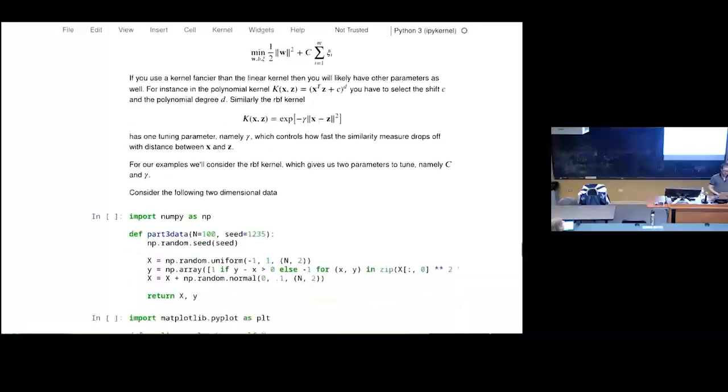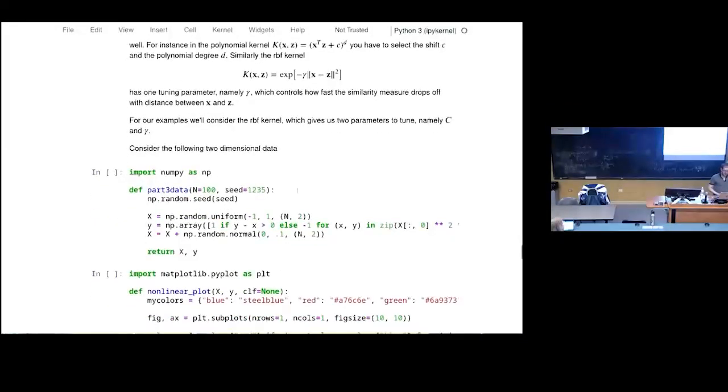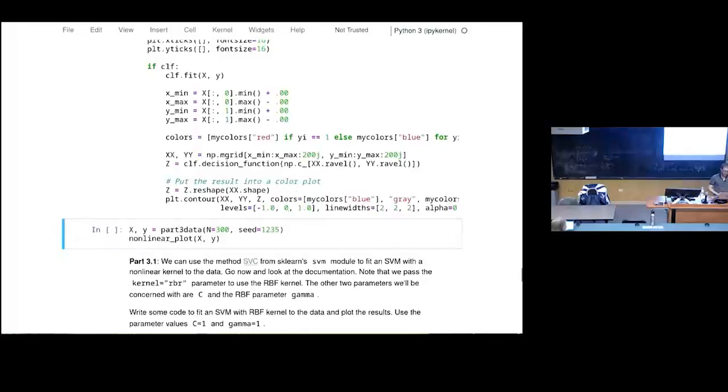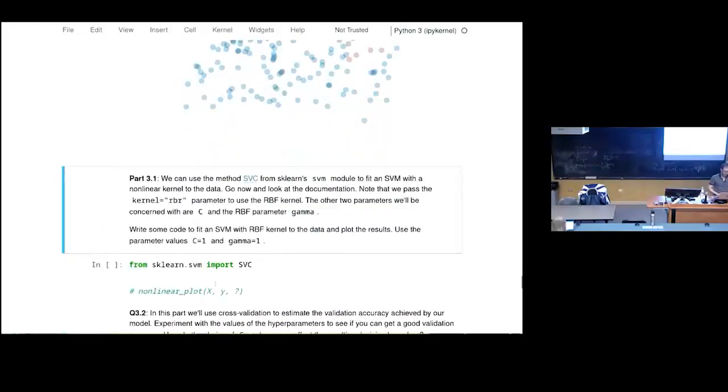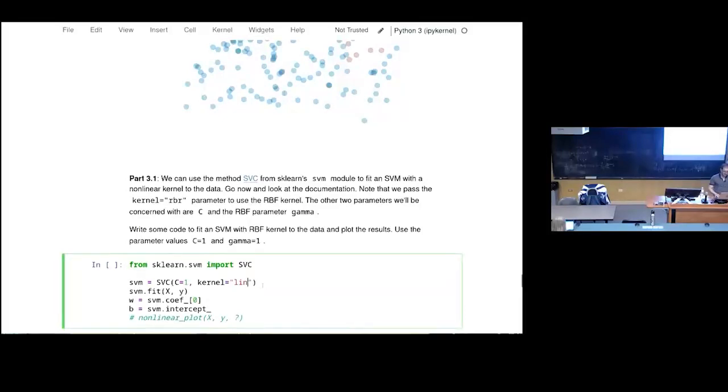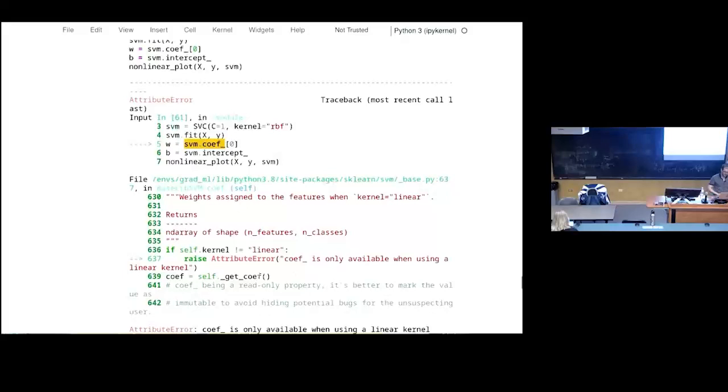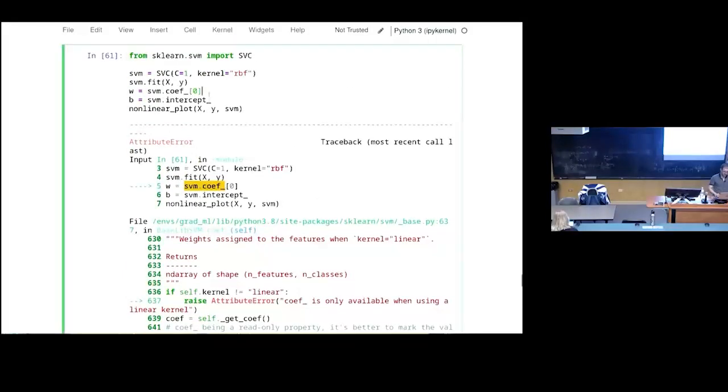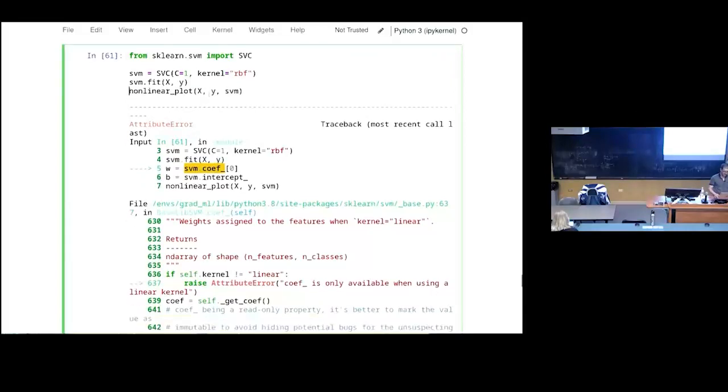Now in nonlinear SVM, we're going to play with the kernel parameter. So far the kernel is linear, but you can do RBF or you can use polynomial. In this case, I'm going to do the same thing, but here I'm going to do RBF. You can play with gamma as you wish. I'm just going to start with the initial 1. In nonlinear plot, you don't provide w and b, you provide SVM, because in nonlinear, we don't have weights, so this coefficient thing does not make sense.